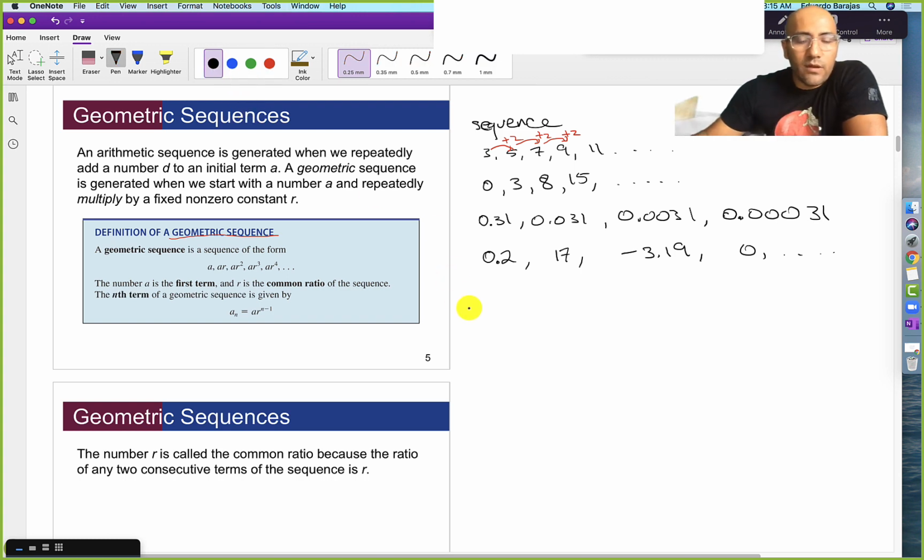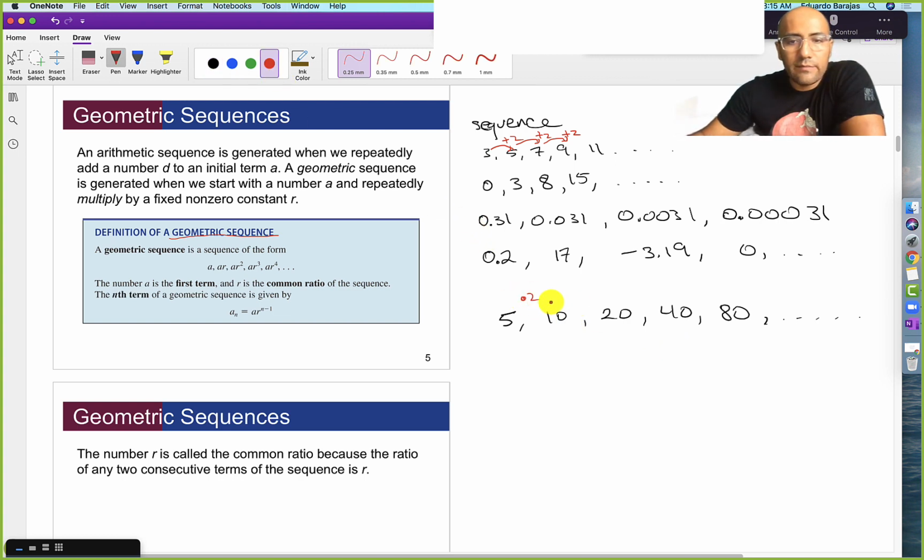So for example, say we start off with the number 5. To get to the next one, we always multiply by the same thing. Let's say it's 2. If we multiply by 2, we get 10. Multiply by 2, we get 20. Multiply by 2, we get 40. Multiply by 2, we get 80, and so on and so forth. To get from one term to the next, we multiply by 2, and multiply again by 2, and again by 2.